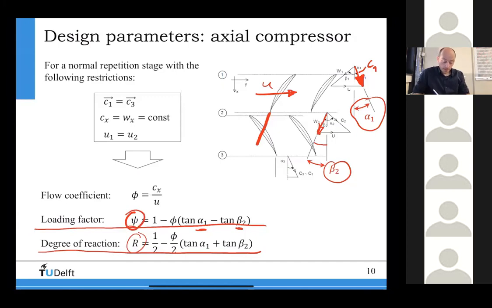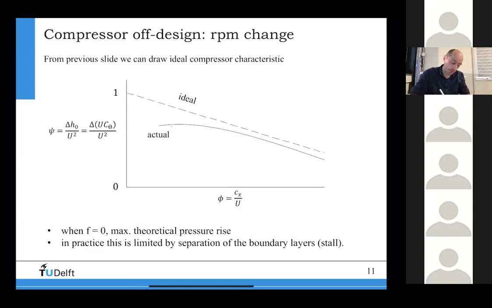There's a one-to-one relationship between these two, right? And then you can see again here the equation, and if you assume that alpha 1 is 0, then this term will be 0, and then you have minus tangent beta 2, and beta 2 is negative. So you will get a line that actually will start at 1, but then have a negative slope and go this way, right?